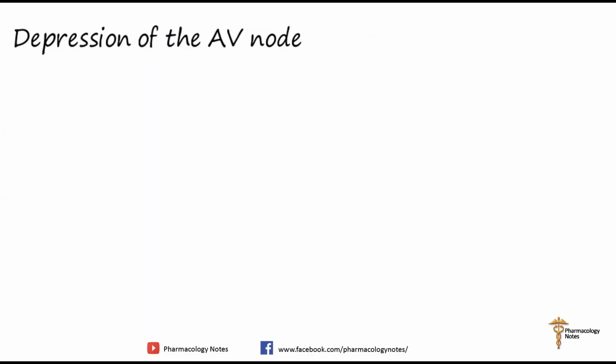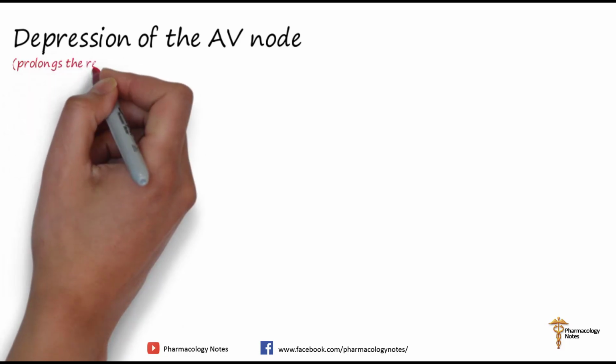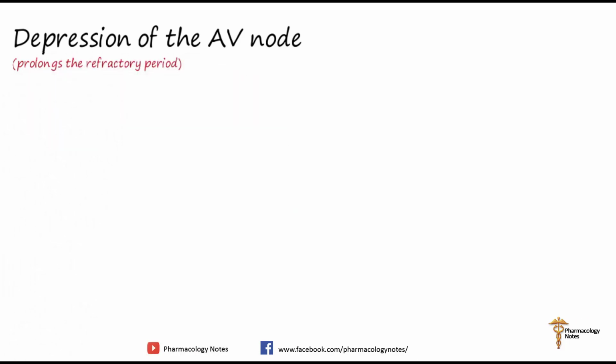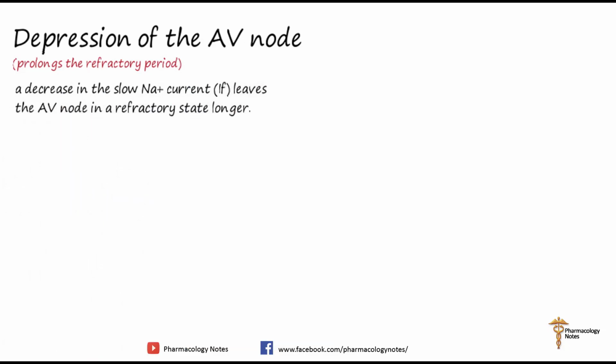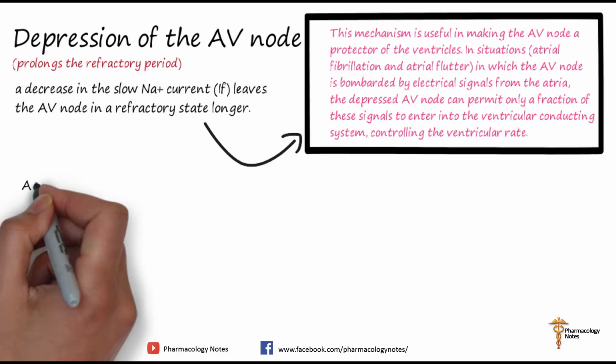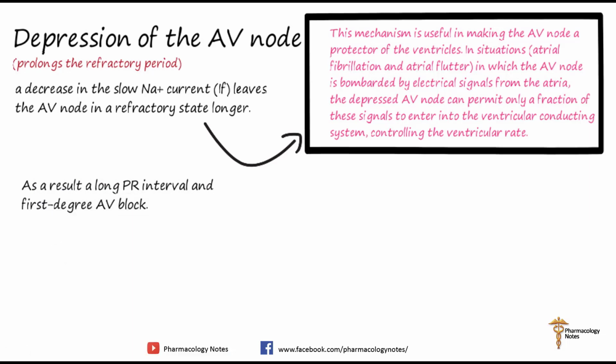Okay. Now let's explore depression of the AV node, which prolongs the refractory period. First we discussed the SA node, now we are discussing the AV node. A decrease in slow sodium current leaves the AV node in a refractory state longer. As a result, a long PR interval and a first degree AV block.